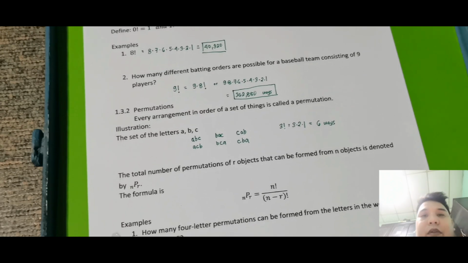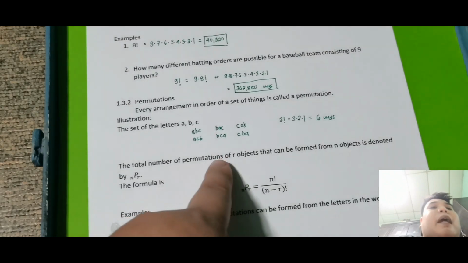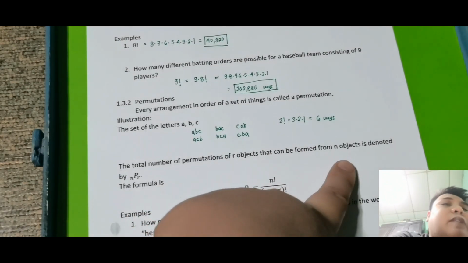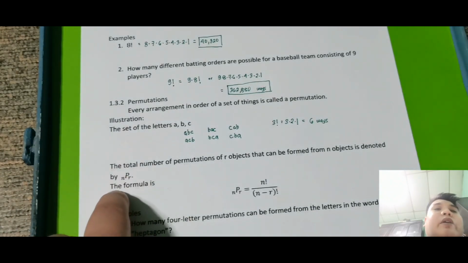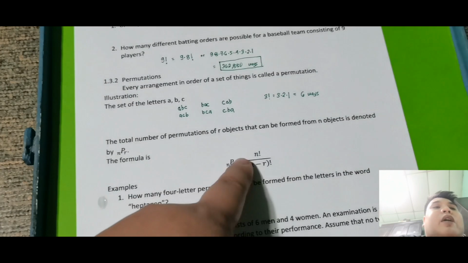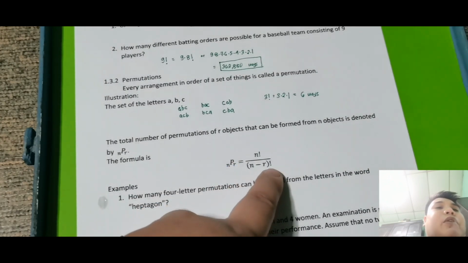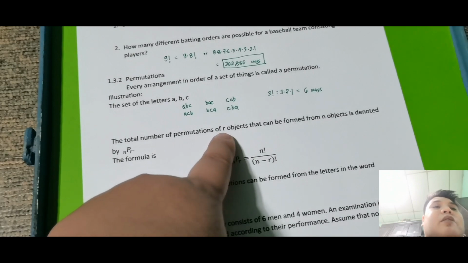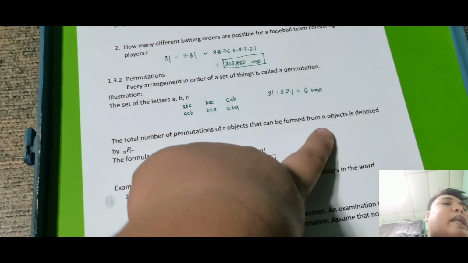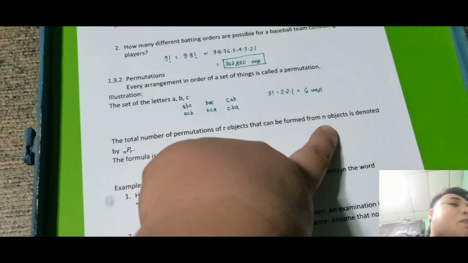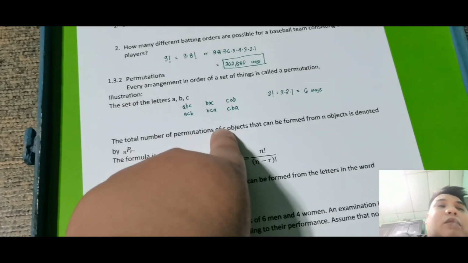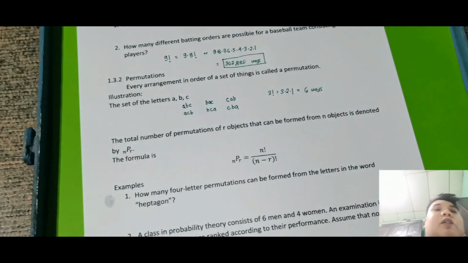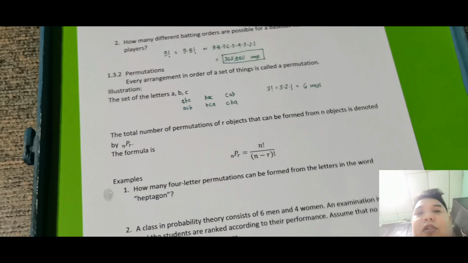Okay, so ito nga yung sinasabi ko. The total number of permutations of R objects that can be formed from N objects is denoted by NPR. So the formula is NPR is equal to N factorial over N minus R factorial. So again, meron ditong R objects tapos dun sa N objects. Kumbaga, N yung malaki, then yung R yung maliit. So, for example, 10 tao, 3 estudyante. How many different permutation yung 3 estudyante out of 10 student? Ganun yung ibig sabihin nito. So again, yan yung formula.